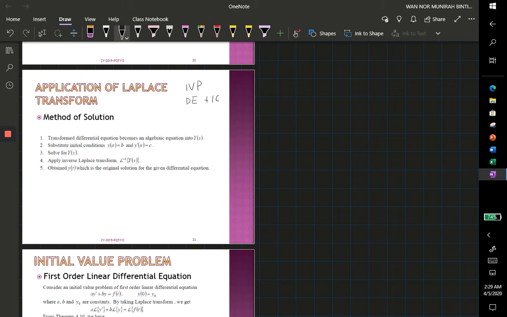So how does the method work? The method of solution. First, you must be given a differential equation. For example, y of t and y prime. This y prime is a function of t, time domain. This can be written as dy/dt. Or you can be given y double prime, so second order. So y double prime is also a function of time. This one is d squared y over dt squared.